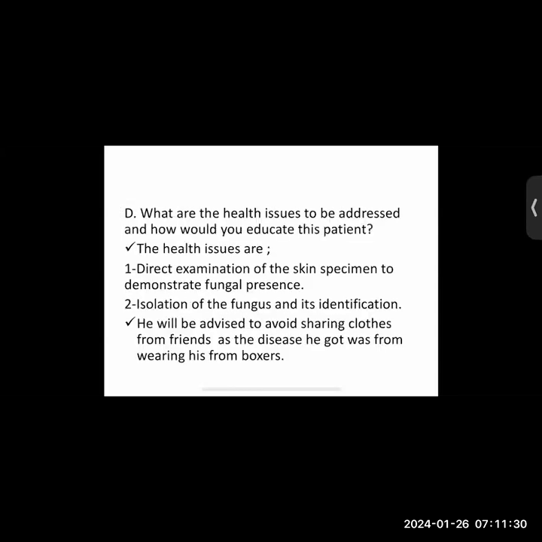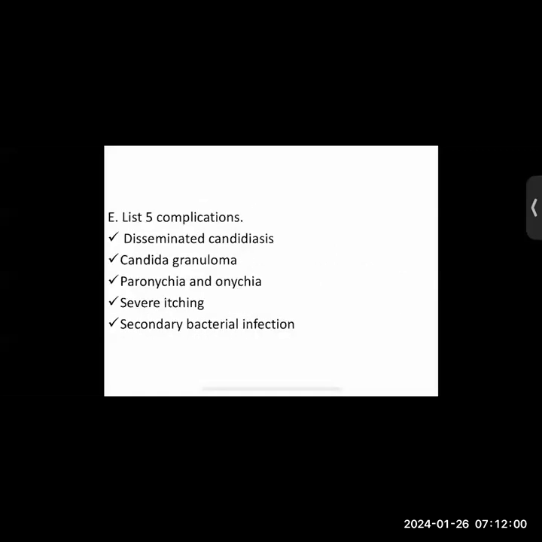Now, what are the health issues to be addressed, and how would you educate this patient? The health issues are, one, direct examination of the skin specimen to demonstrate fungal presence, and also isolation of the fungus and its identification. Then the advice would be to avoid sharing clothes with friends, as the disease he got was from wearing his friend's boxers. Next question. The complications are, one, disseminated candidiasis, Candida granuloma, paronychia, and onychia, which lead to severe itching and secondary bacterial infection.